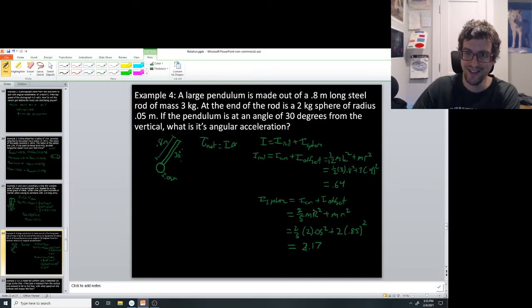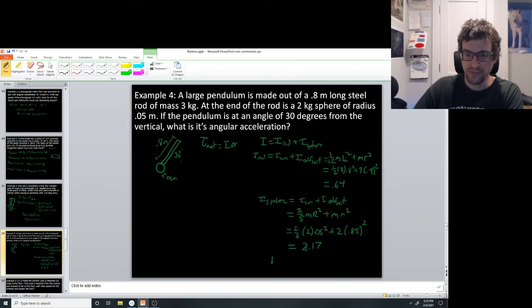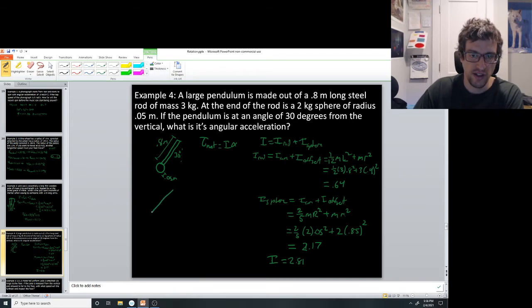Okay, so got that. So total I is those two added together. It's 2.81. Now I need the torque. So look at the forces on this. On the rod, the main forces here are gravity, and gravity acts at the center of mass. So I got Fg, and I have Fg, right? And it's R cross F. So the radius of this Fg is 0.4, and the radius of the other Fg is 0.85.